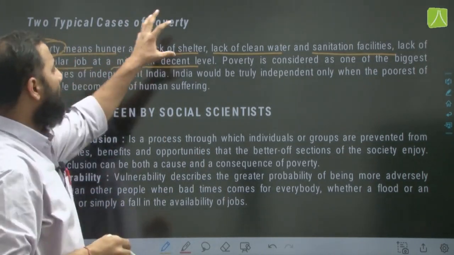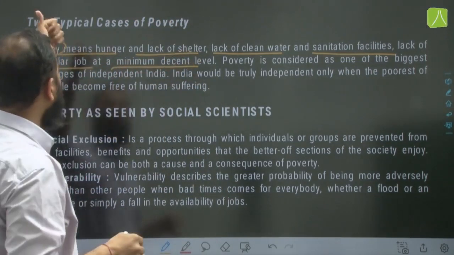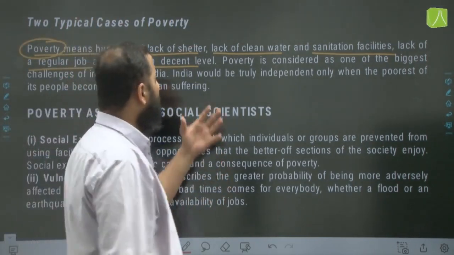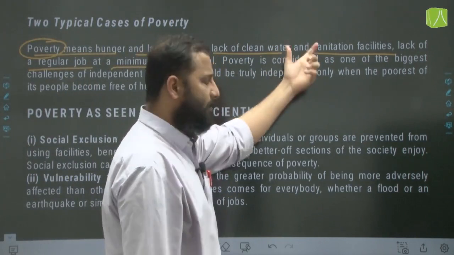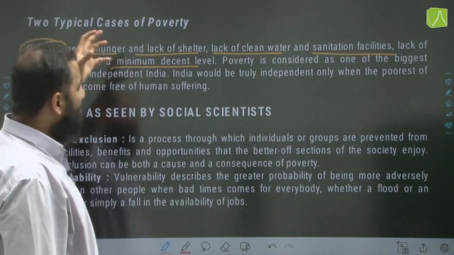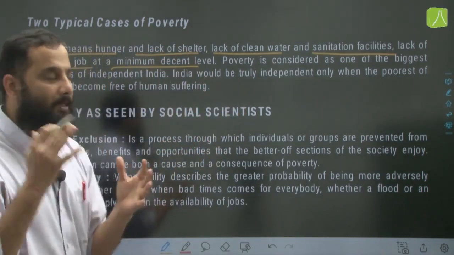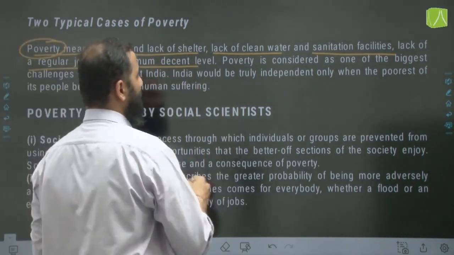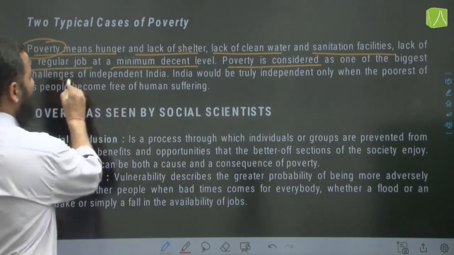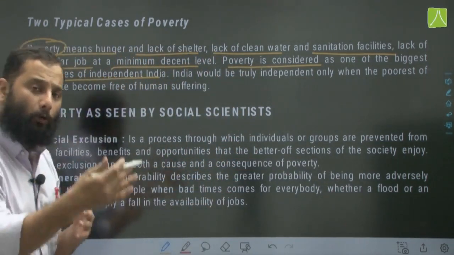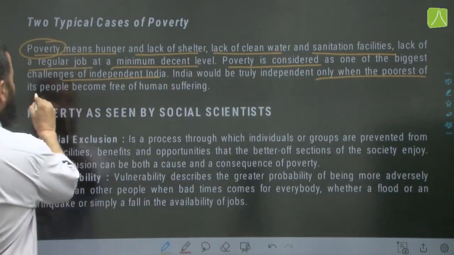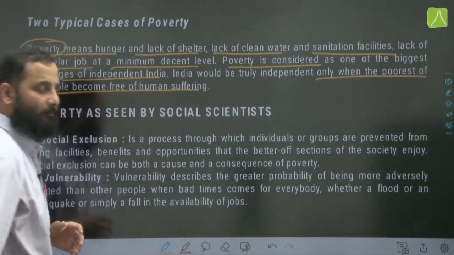तो इसमें ये various पैरामीटर्स हम इंक्लूड करते हैं कि आपके पास खाने के लिए इनफ नहीं है, आपके पास रहने के लिए घर नहीं है, रोटी कपड़ा मकान जिसकी हम बात करते हैं, lack of clean water, सैनिटेशन फैसिलिटीज प्रॉपर नहीं है, एक प्रॉपर रेगुलर जॉब नहीं है आपके पास, और जिससे आपकी एक मिनिमम डिसेंट लेवल की जिंदगी चल सके. Poverty is considered as one of the biggest challenges of independent India. India would be truly independent only when the poorest of the poor or its people become free of human suffering.